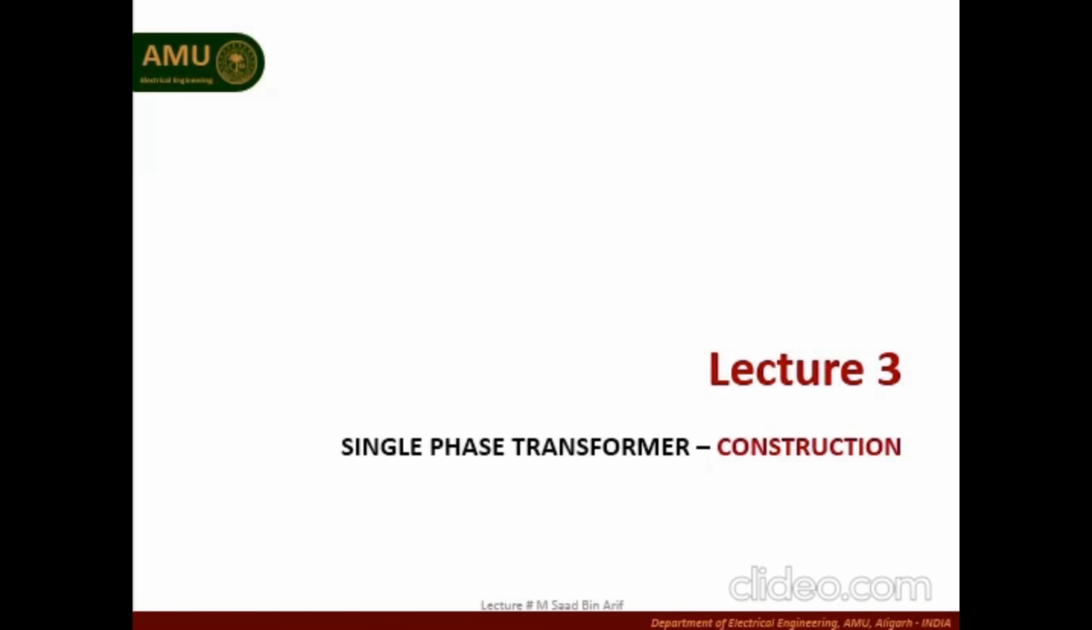So this brings a very large variety in their constructional features. But if we talk about the main components of a transformer, we can say that the transformer constitutes three main components. The very first component is the core of the transformer. The second component is the winding of the transformer. And the third component is the cooling system of the transformer.